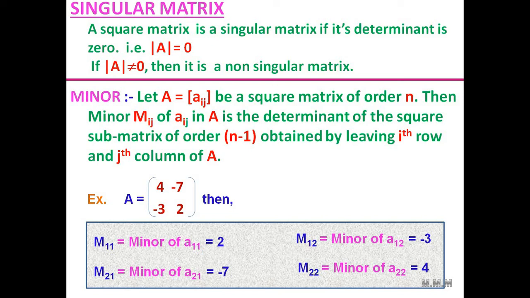Now, what is a singular matrix? It's also very important to know: a square matrix is a singular matrix if its determinant is 0, that is, mod A equals 0. Then it is known as a singular matrix. If mod A is not equal to 0, then it is known as a non-singular matrix.